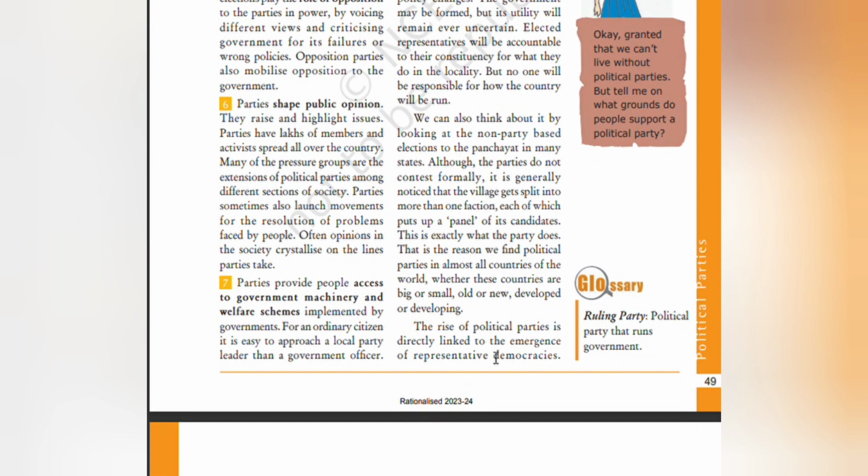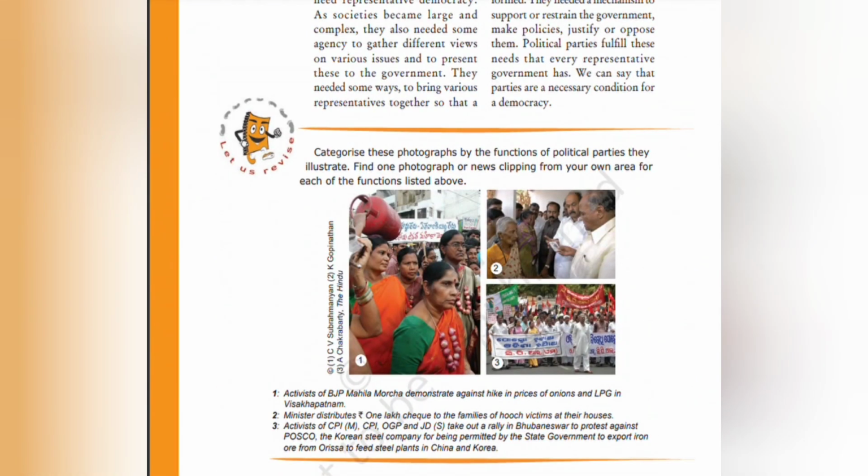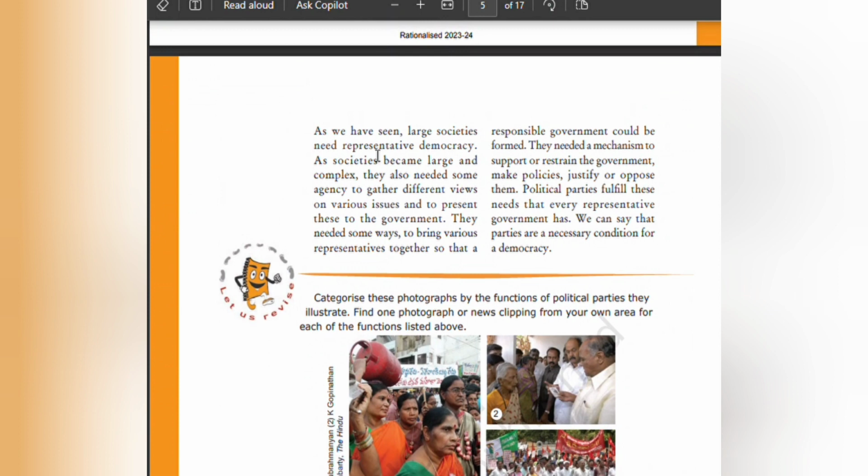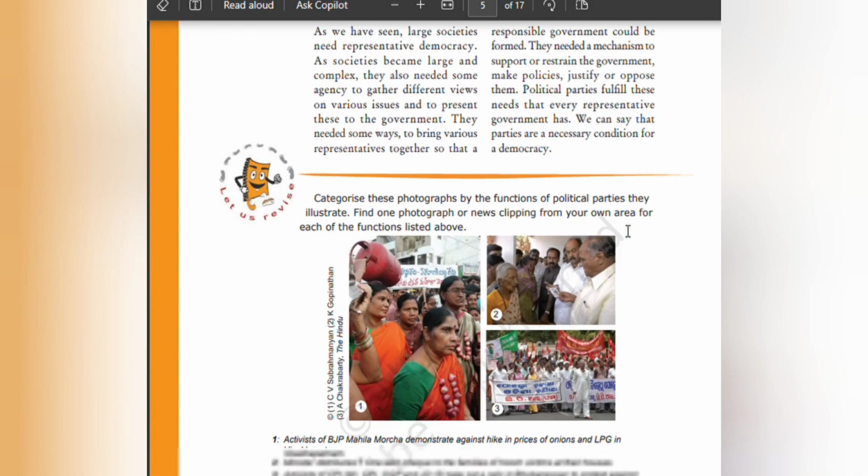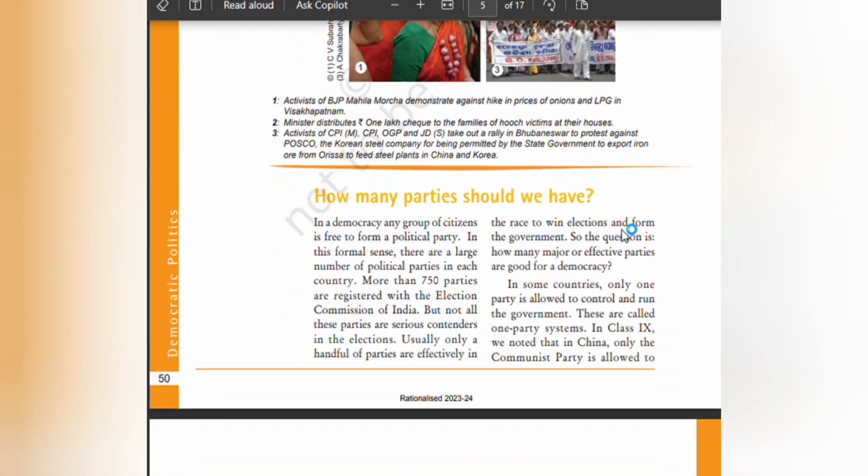The rise of political parties is directly linked to the emergence of representative democracies. As we have seen, large societies need representative democracy. As society becomes large and complex, they also need some agency to gather different views on various issues and to present this to the government. They needed some ways to bring various representatives together so that a responsible government could be formed. They needed a mechanism to support or restrain the government, make policies, justify or oppose them. Political parties fill these needs that every representative government has. We can say that parties are a necessary condition for a democracy.